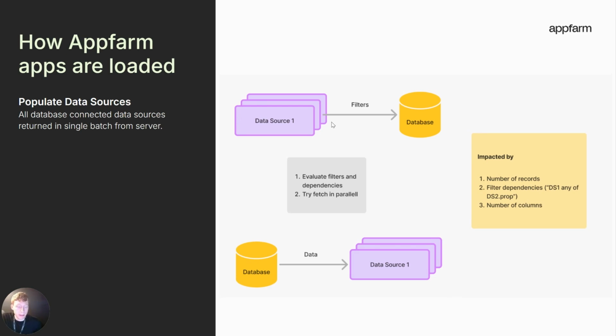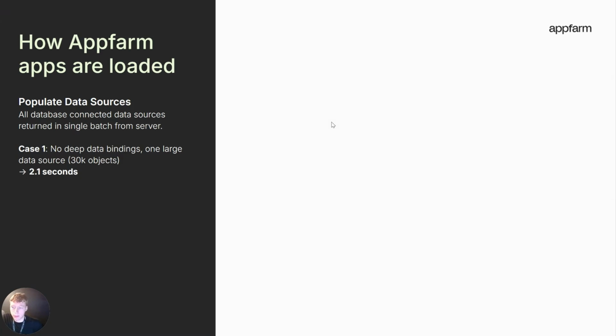It's impacted primarily by the number of records. The more records, the longer time it takes. Filter dependencies can also affect this process. If you have a database connected data source which is reliant in its filtering on another database connected data source, then this first data source needs to be populated before the second one can be populated. So there's a reliance there, some dependencies there, which can cause imperformant reading of data. And then the number of columns can also have an impact in this case. So now we'll look at some specific cases and how in each case the performance is based on the setup.